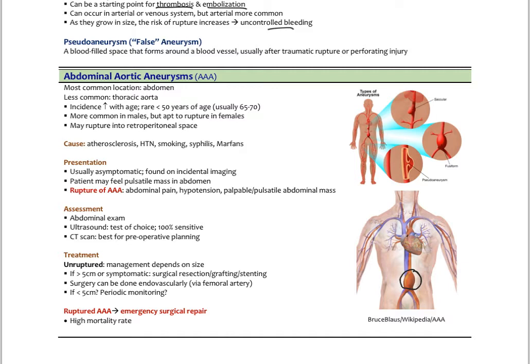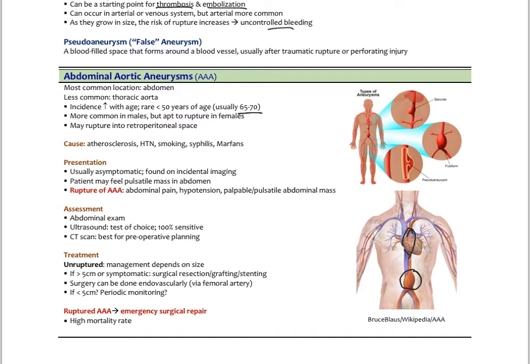After the aorta comes out of the left ventricle, it goes up and then it curves down. So anywhere here in the thorax can be another location. But most commonly, they occur in the abdomen. The incidence increases with age. They're very rare under the age of 50, so typical ages for AAAs would be between 65 and 70. More common in males, but they're more prone to rupture in females.